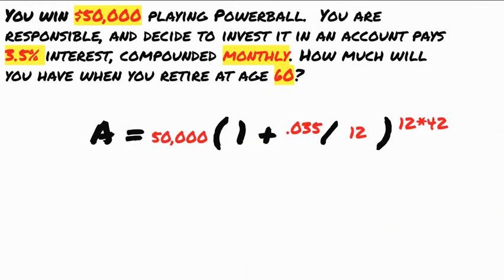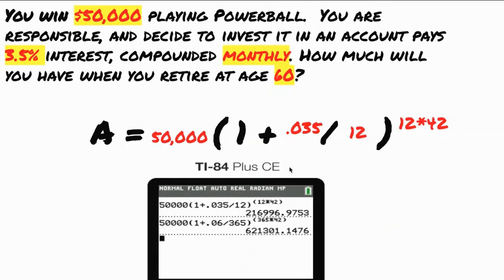So then it becomes the calculator's issue to calculate it. In the top row, I've entered $50,000 times the quantity 1 plus 0.035 divided by 12, to the 12 times 42, exactly what I wrote above. And my calculator tells me that my money will have grown to $216,996.97, nearly $250,000.